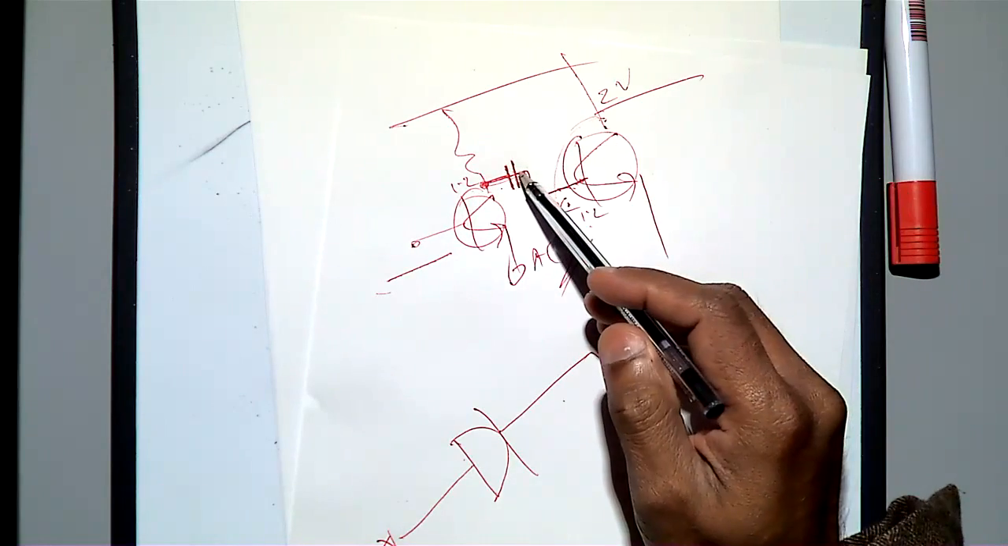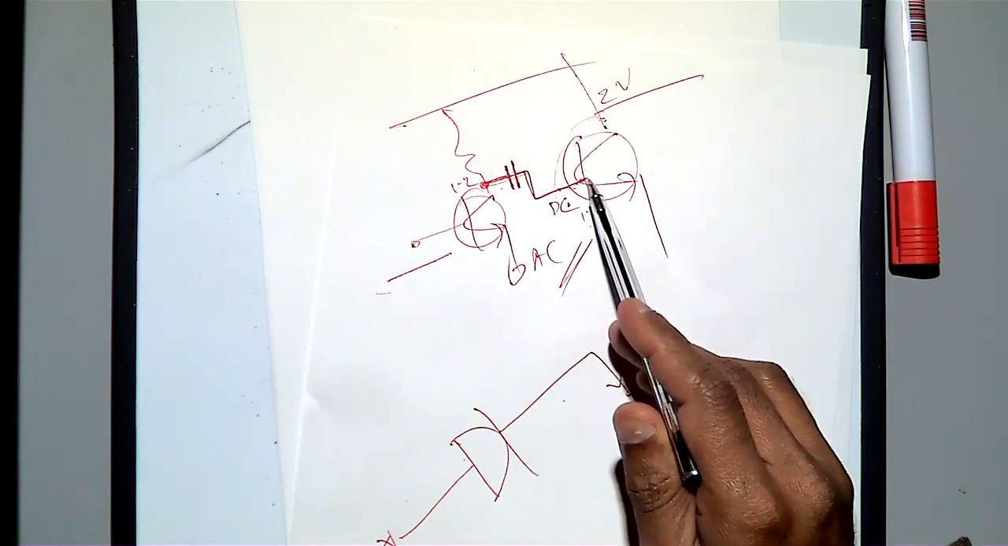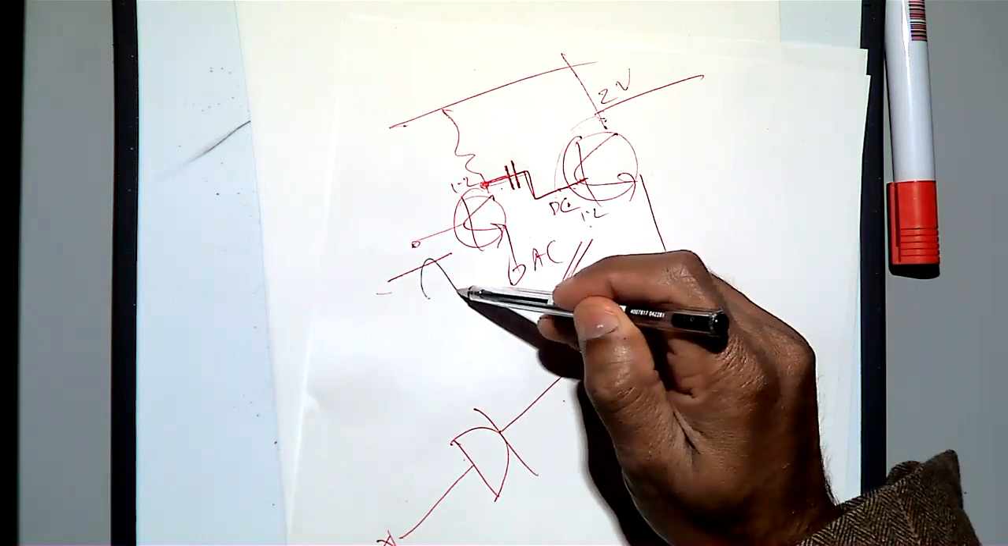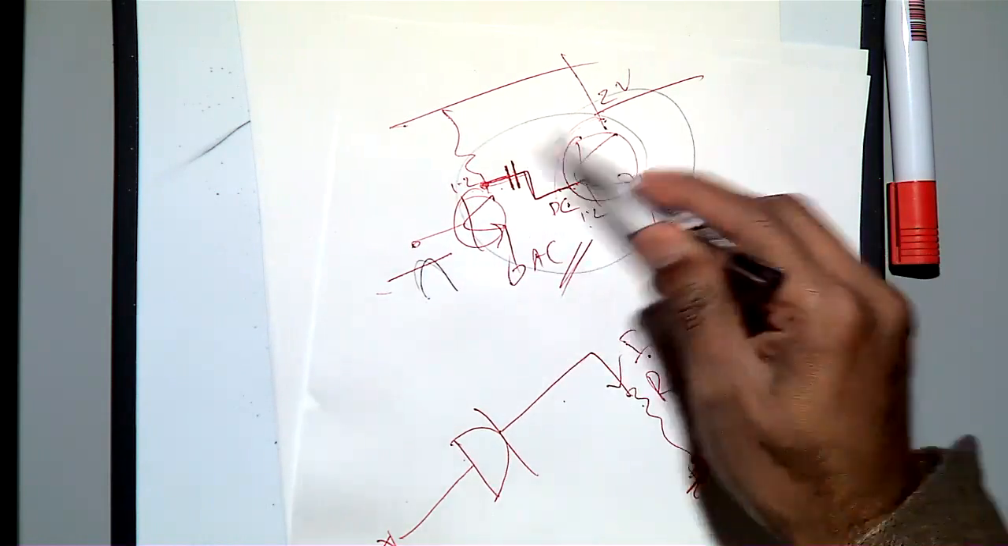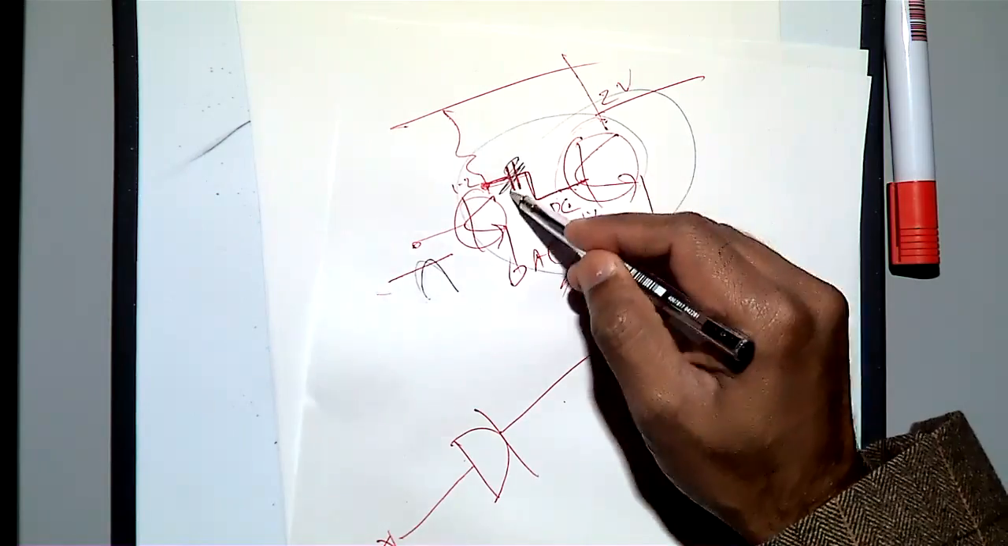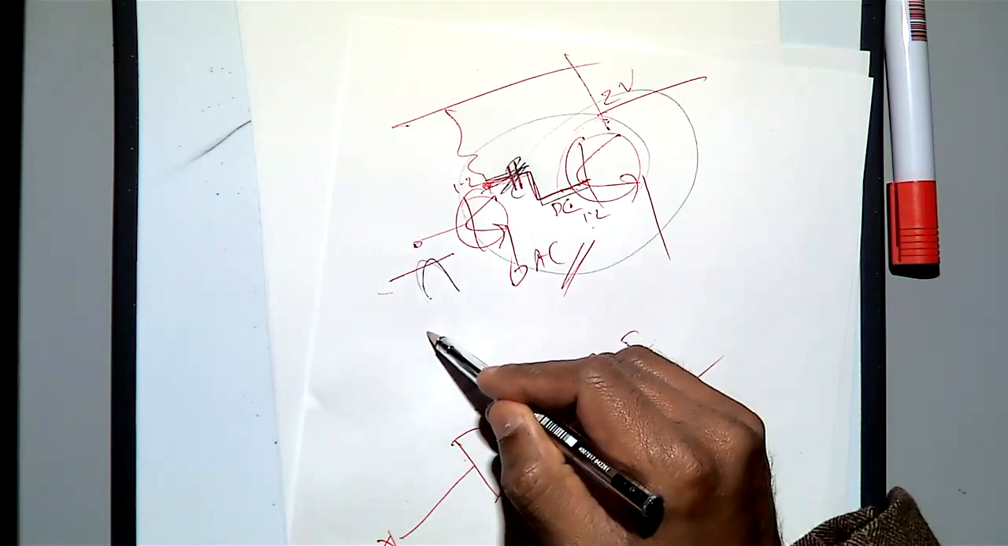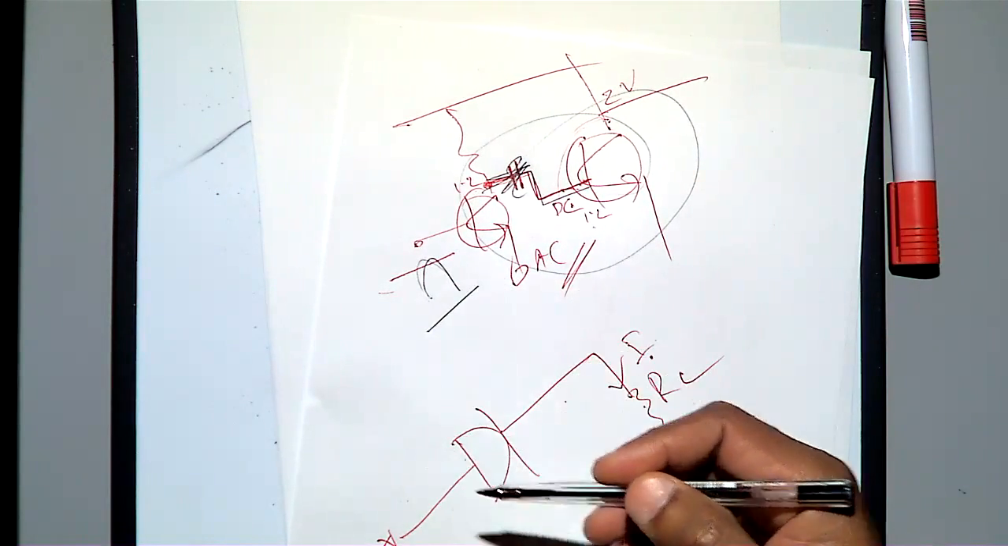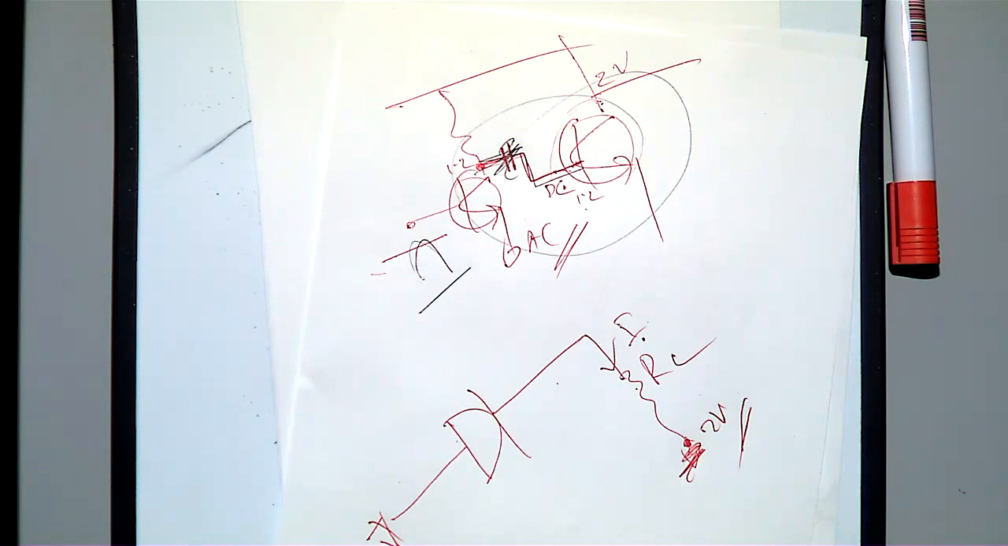AC coupled amplifier means this part is isolated from this part, so only the varying signal you can amplify using this one. But if you don't have this capacitor, it's called DC coupled. Then you can amplify even DC voltage. So an operational amplifier we can use for amplifying AC signals and DC signals.